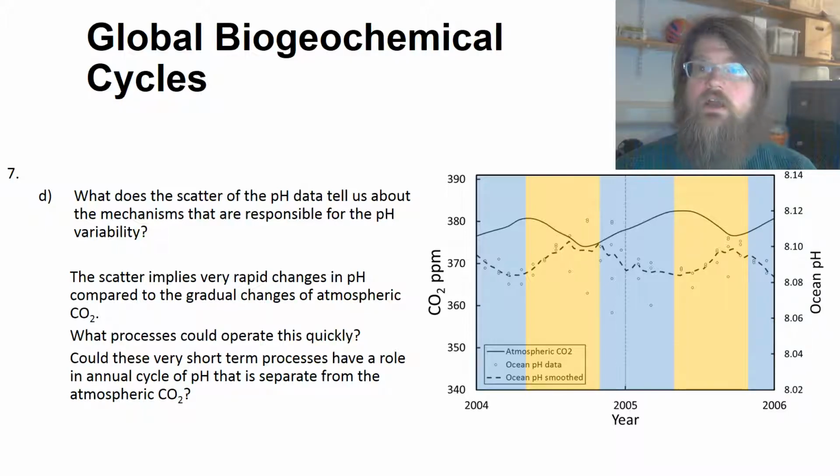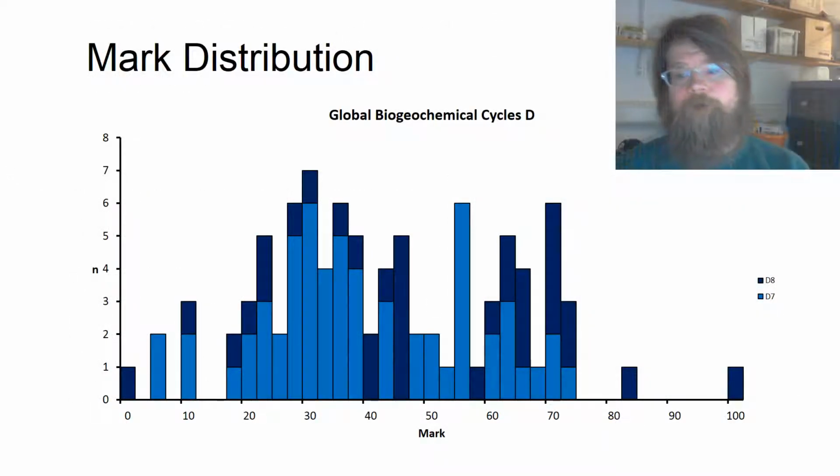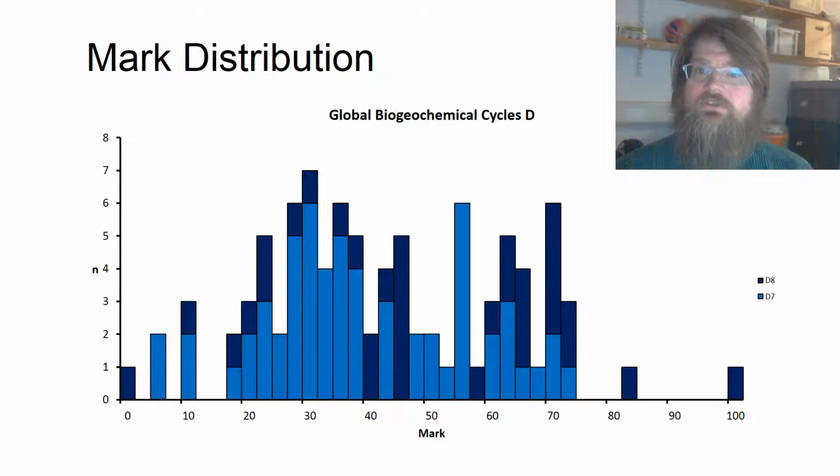Okay, so that was question 7. Hopefully you got a bit more of an idea of exactly what we're looking for, and some of the areas where you could have perhaps expanded on an answer, given more examples, particularly of the processes driving ocean pH. That was the part of the question which was perhaps answered the least well.